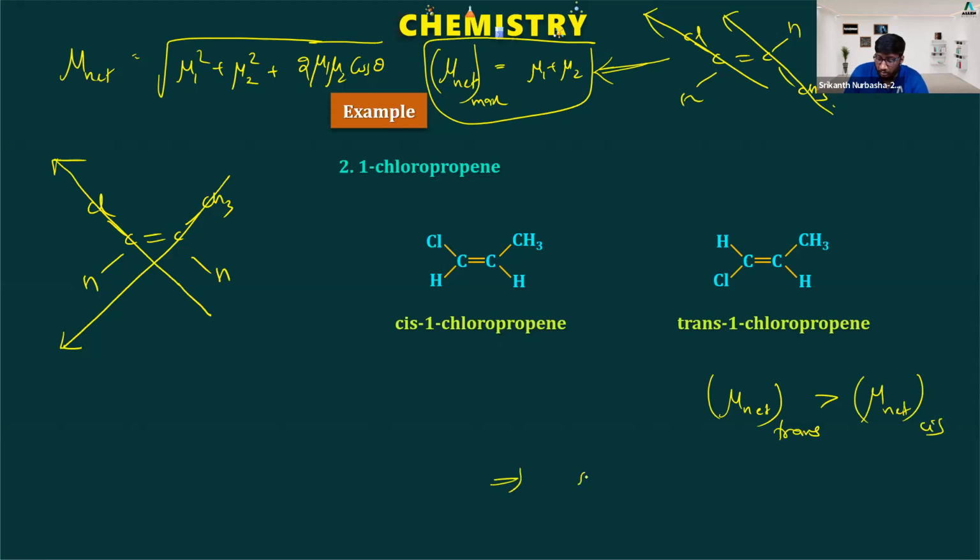So the boiling point of trans is greater when compared to the boiling point of cis. The boiling point you have to compare just based on dipole moment values. Greater the dipole moment value, greater will be the intermolecular force of attraction, and greater will be the boiling point.